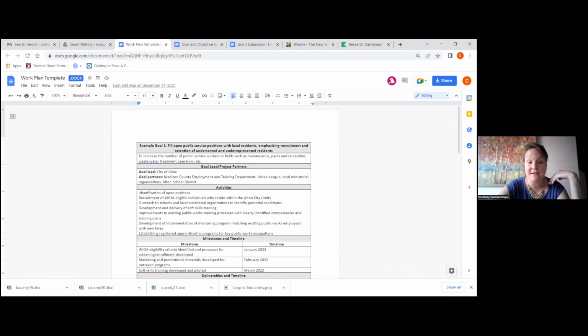Then we go into our activities, what it is we're going to do to achieve that goal. And again, I think with this one, you can see the logic, right? And we're not on logic models yet, but in many cases it's, do all of these things line up? Do they show that you know what you're doing? And so if I want to meet that goal up at the top, I'm going to need to know what my open positions are. I'm going to need to recruit WIOA eligible individuals, which means I needed a partnership with somebody who administers WIOA funds.